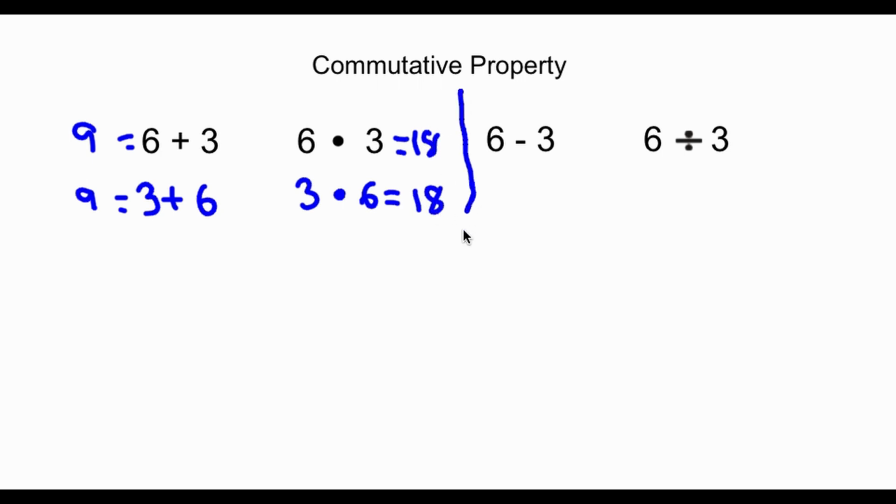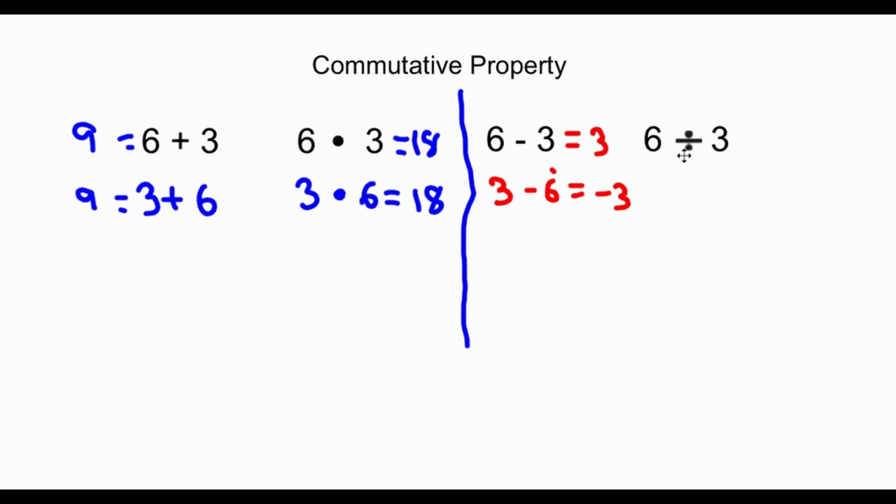Now, when we look at subtraction and division, things are not the same. If we subtract 3 from 6, we get 3. But if we swap places and do 3 minus 6, because the 6 has the greater absolute value and you subtract it, your answer is not going to be a positive 3. It's actually going to be a negative 3. So as you can see, if you swap places with subtraction, you will not get the same answer.